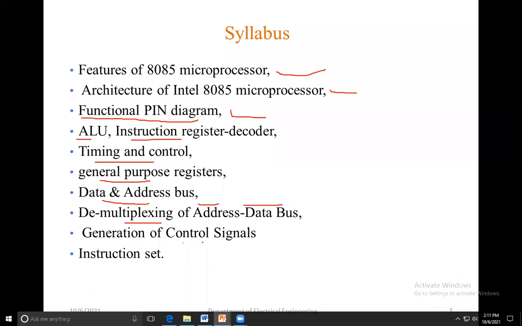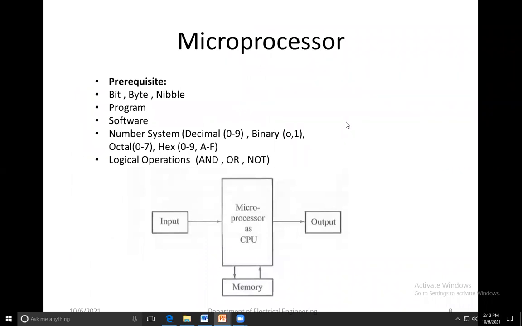Then the control signals: the same control signals are present in 8051, with one or two increased or different. The instruction sets are different for 8051 and 8085, but the meaning is the same. So this is the syllabus of your first unit. One by one we are discussing all the syllabus. So first, let us go to the next topic.